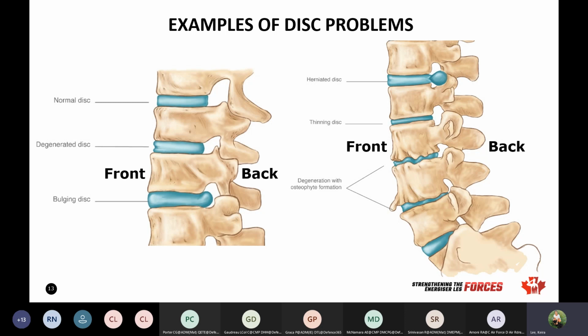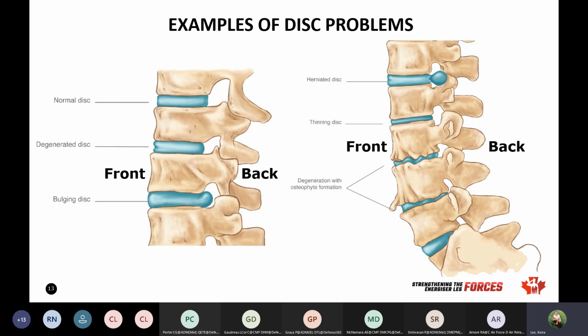So here we're looking at a side view of the spine again. And I know the photo has been flipped, so I just want to make it clear that now the left-hand side of the image is the front of your body, and the right-hand side of the image is your back. So the posterior of your body, where the bony prominences are.